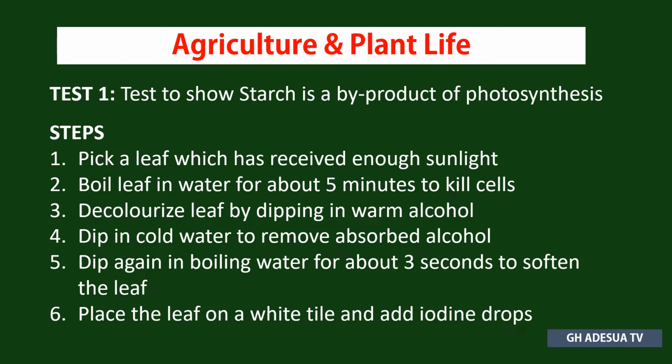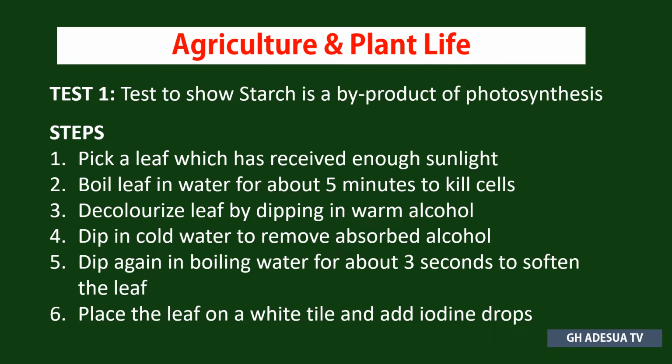Then our next step, we boil the leaf in water for about 5 minutes to kill the cells. It's a leaf, it still has cells which are alive, which can decay. But to destroy the cells, we boil it for 5 minutes. After the 5 minutes of boiling, we expect that the cells will have been destroyed.